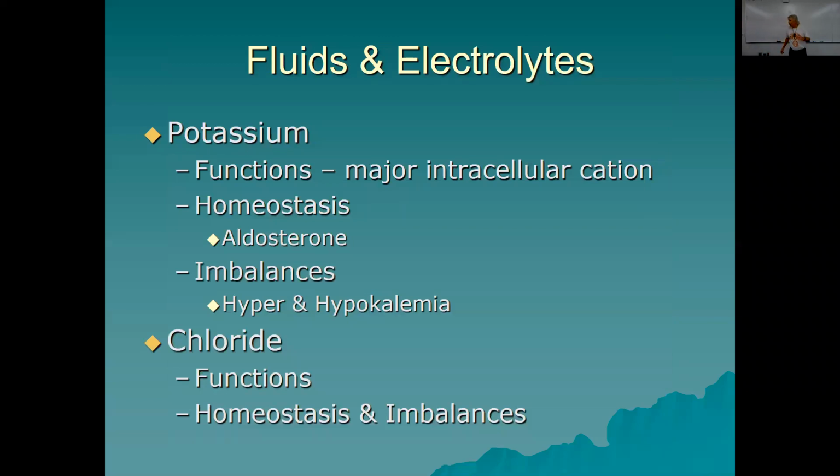Potassium is the major intracellular cation, and it is controlled by aldosterone, just like sodium, but in the opposite direction. Remember, if aldosterone is present, you lose potassium. If aldosterone is not present, you gain potassium. Imbalance is called hyperkalemia and hypokalemia, and these have really serious neurological consequences.